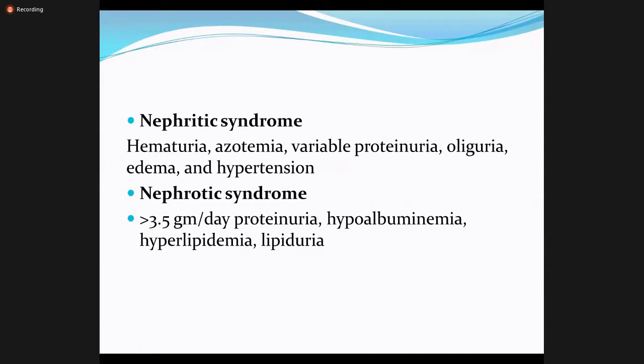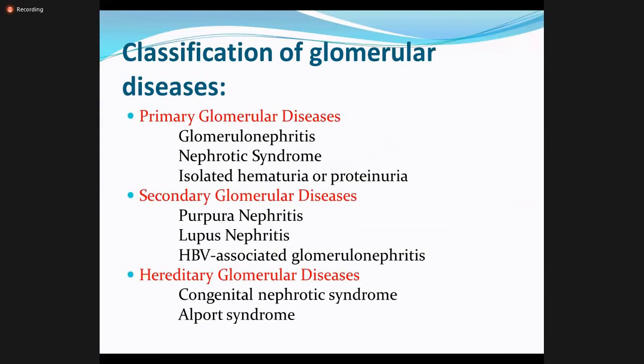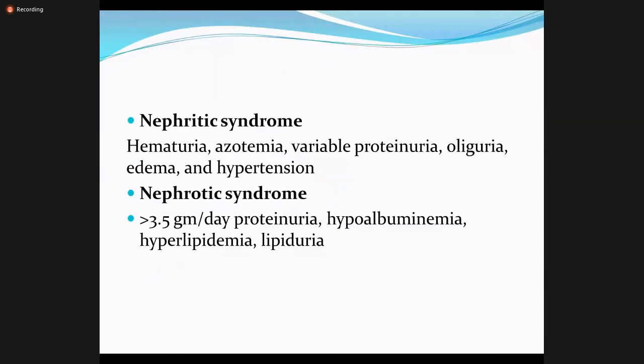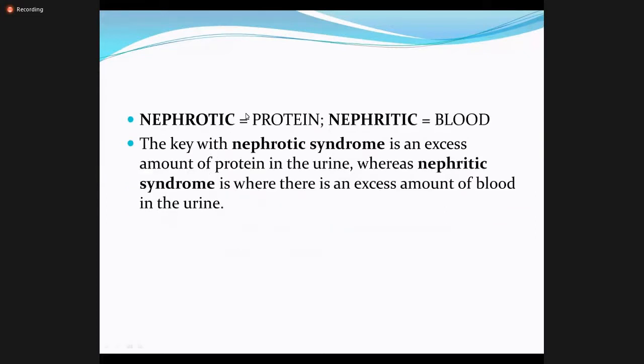And what is nephrotic syndrome? Nephrotic syndrome is basically high proteinuria, proteinuria of more than 3.5 gram per day, with hypoalbuminemia, hyperlipidemia, and lipiduria. So nephrotic syndrome is a combination of proteinuria, hypoalbuminemia, hyperlipidemia, and severe edema. So nephrotic is basically concerned with proteinuria, and nephritic is when there is blood in the urine. The key is that excess protein in the urine is present in nephrotic syndrome, while excess blood in the urine refers to nephritic syndrome.